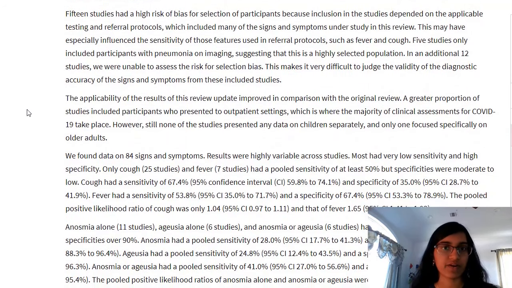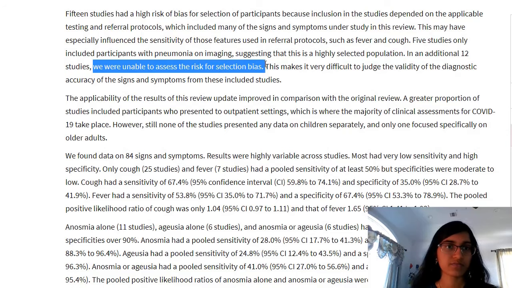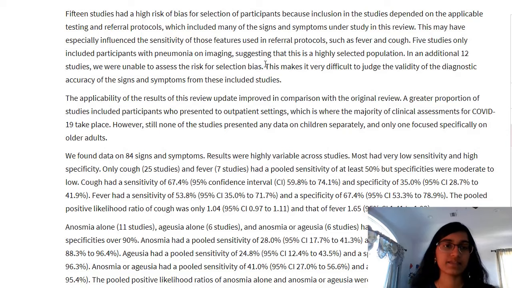Okay, that's what the first paragraph says. In the second, as I said before, they are talking about some things you might need to watch out for with the results. Take it with a grain of salt, because some studies did have a high risk of bias. In others, they were unable to assess the risk for selection bias, as they say over here. And this might influence sensitivity for things such as fever and cough.